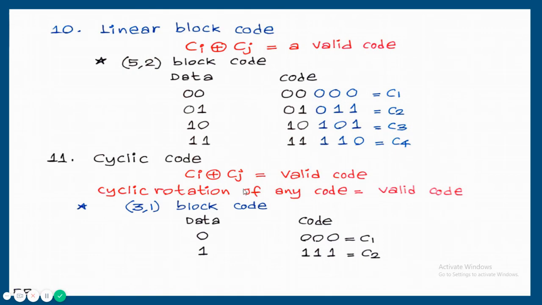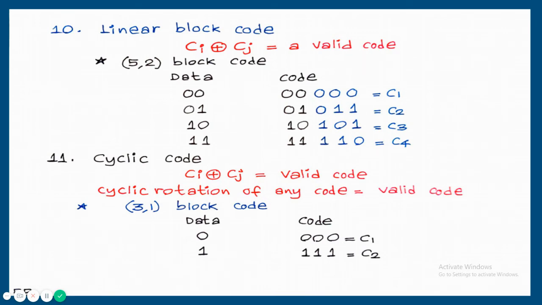The example I am showing here is a (3,1) block code. Data 0 is converted to 000. Data 1 is converted to 111. When we XOR these two, first we are verifying whether the linearity property is satisfied or not. C1 XOR C2, the answer is C2. So the XOR result itself is a valid code.